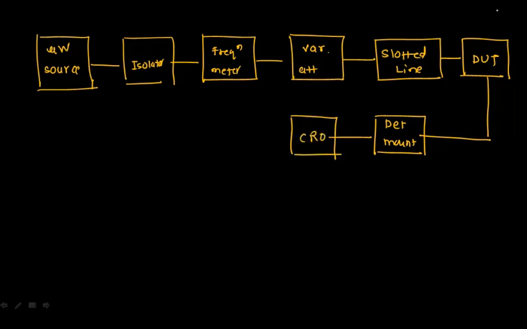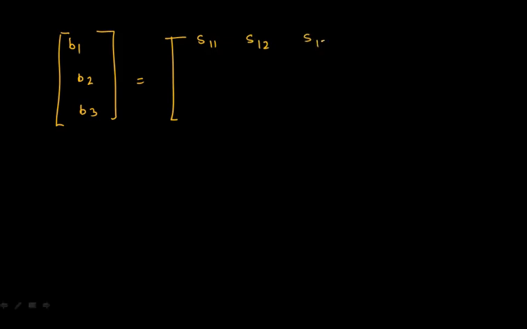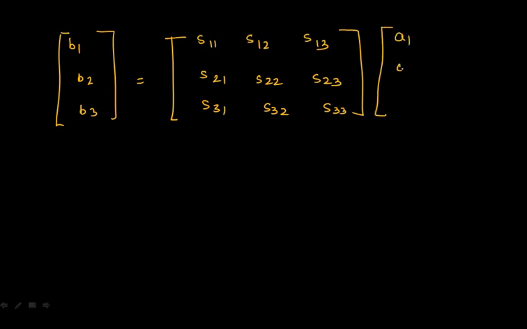If the two port device is there and you are interested in S12 or S21, you just reverse the directions as I have explained. But if you are having a three port device, I have taken a very simple example previously, your scattering matrix will be of order 3 by 3. Okay? And how are you going to write that? B1, B2, B3 is equal to S11, S12, S13, S21, S22, S23, S31, S32, S33. Similarly, your inputs will be A1, A2, A3.